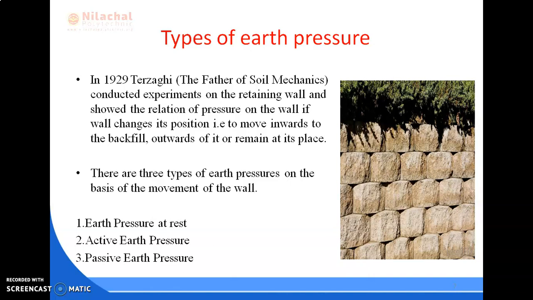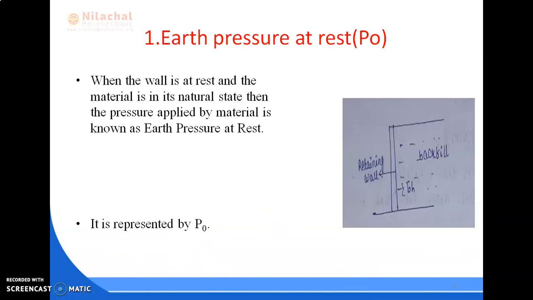So depending upon this movement of the retaining wall, there are 3 types of earth pressure: earth pressure at rest, active earth pressure, and the third one is the passive earth pressure. So let us discuss one by one. So first is the earth pressure at rest. Its notation is P0. So when the wall is at rest and the material is in its natural state, then the pressure applied by the material on the retaining wall is known as earth pressure at rest, and it is represented by P0.